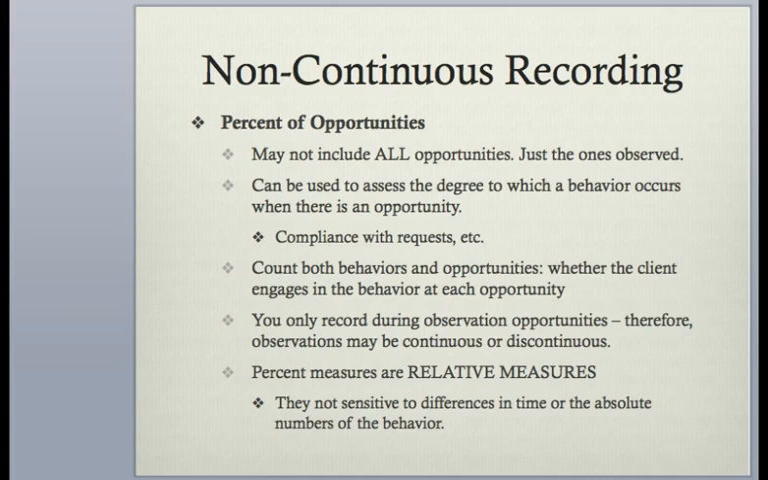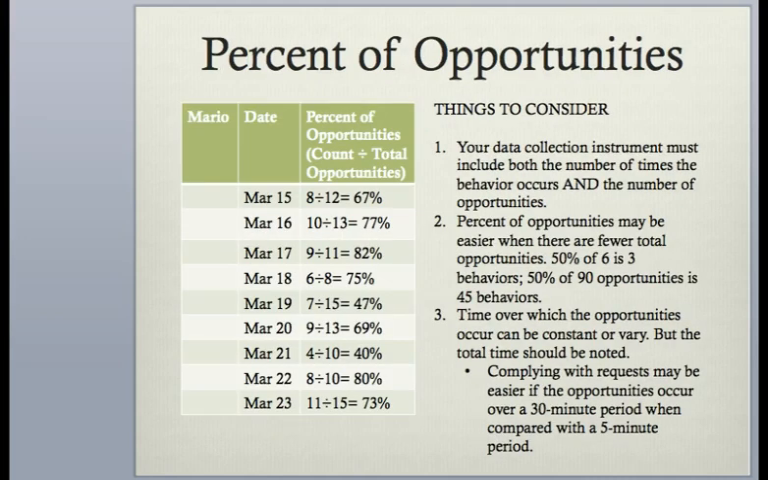So here's an example of a data sheet used to calculate percent of opportunities. You'll notice that we have here, I'll use my cursor, here's Mario and the date that we did our observations and the percent of opportunities. Notice that I've recorded both the count, the number of opportunities he actually engaged in the behavior, so the number of times he did what the teacher asked, but I also have counted the number right here, the number of times the teacher asked him to do something.